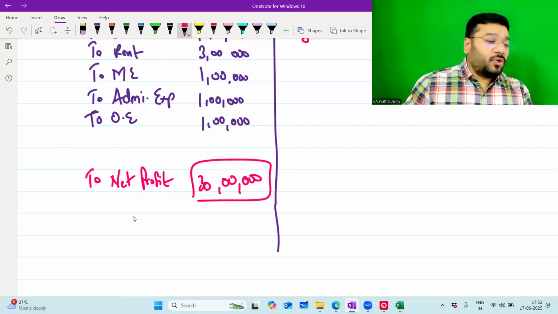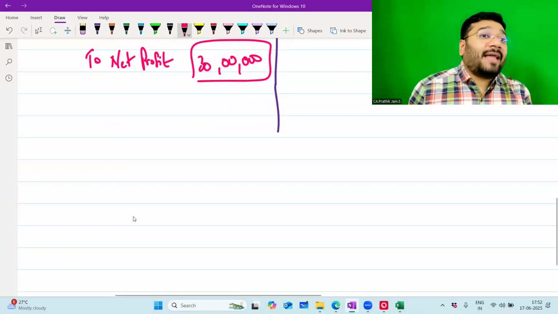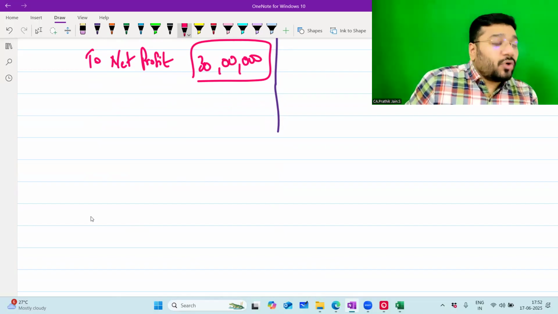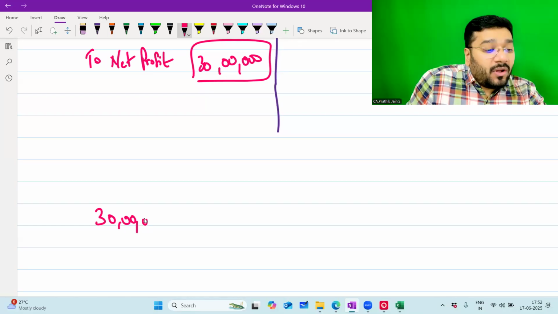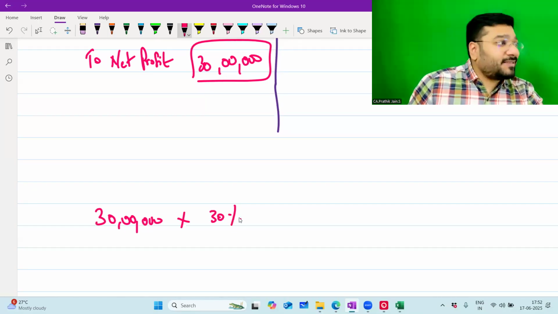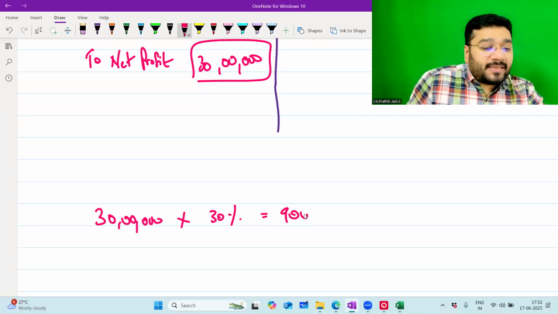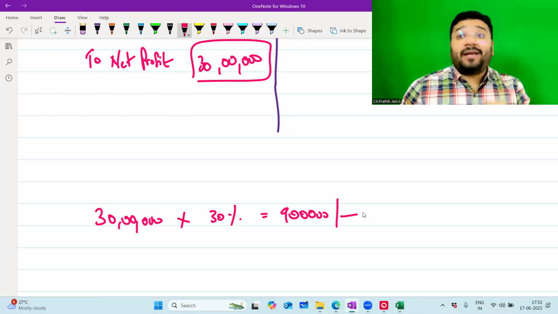Okay, wow. So on the net profit, you calculate tax and pay tax to the government. Imagine the tax that you have to pay to the government is 30%. So what is the tax amount? Profit is 30 lakh, no? On that, 30% tax. If I multiply, what is the tax amount? 9 lakh rupees. Any problem here? 9 lakh rupees, this entity has to pay as tax.